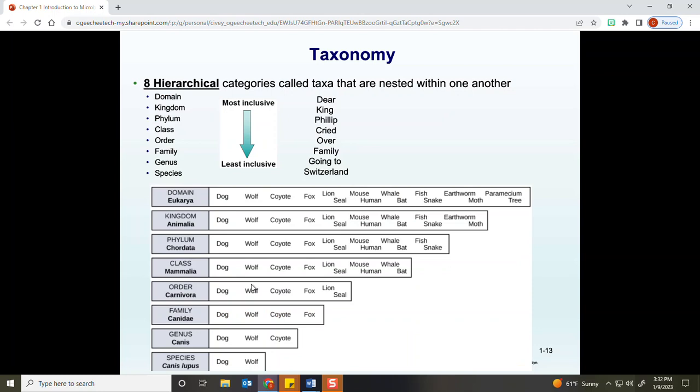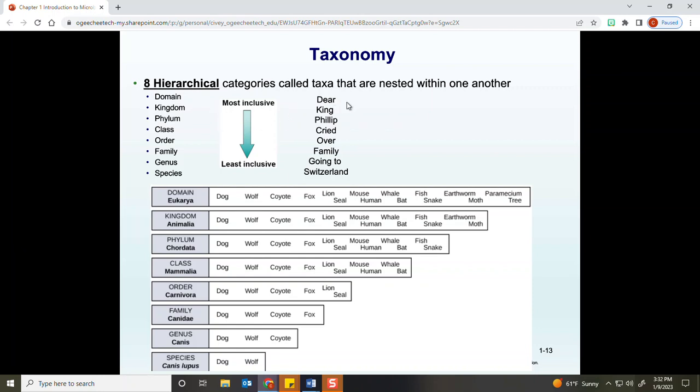So let's expand on what we mean by this hierarchy business we've been mentioning. Currently we utilize 8 nested hierarchical categories to classify organisms. We call these taxa or taxon. Taxon is singular, taxa is plural, and they are nested within one another. They are as follows: domain, kingdom, phylum, class, order, family, genus, species. You need to know those in order.